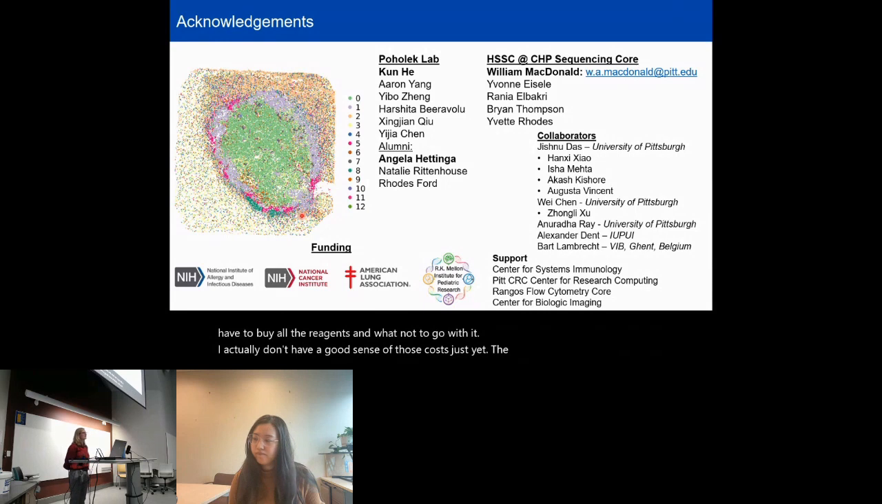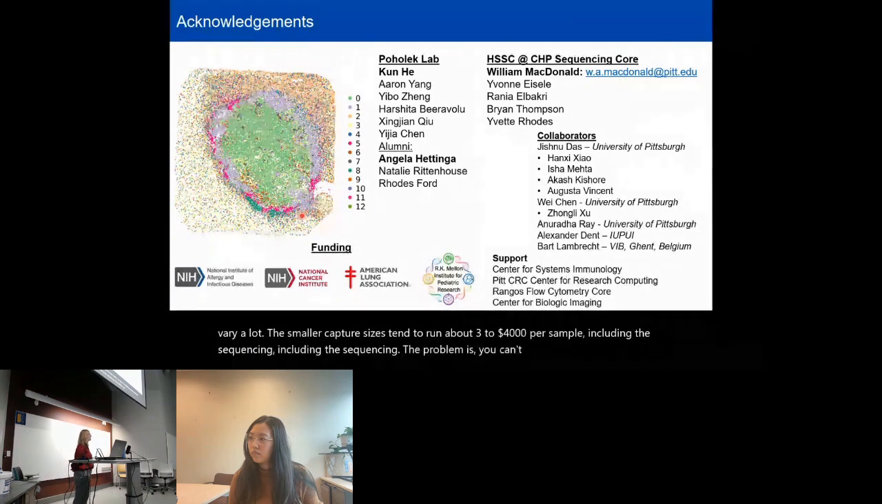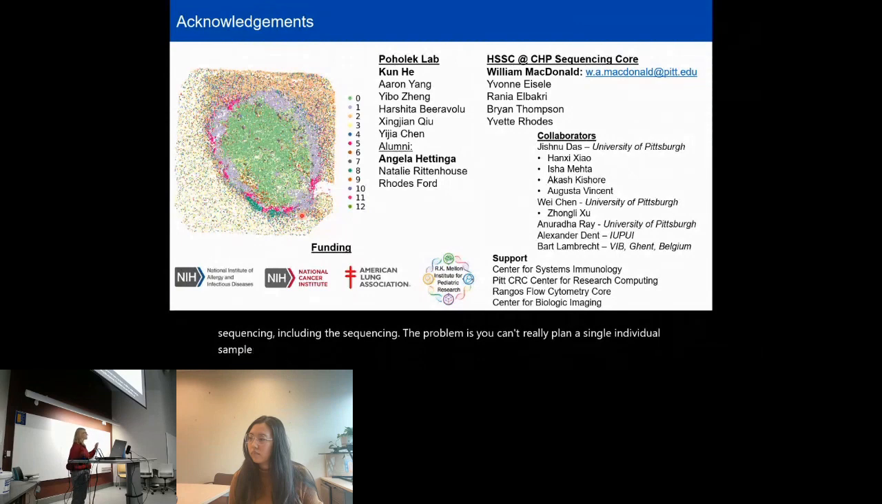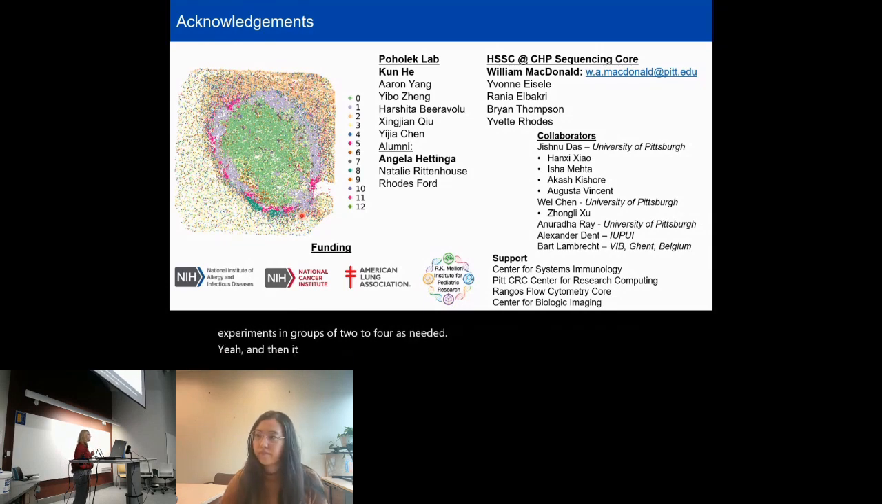The sequencing-based can really vary a lot. The smaller capture sizes tend to run about $3,000 to $4,000 per sample, including the sequencing. The problem is you can't really plan a single individual sample, right? Most of those slides, if they have 2 to 4 capture areas, you have to use the whole slide. We can't do different tissues on different slides, unfortunately. So plan all your experiments in groups of 2 to 4 as needed. And then it scales up from there per sample.